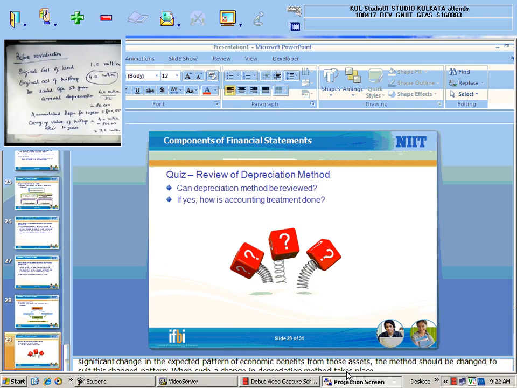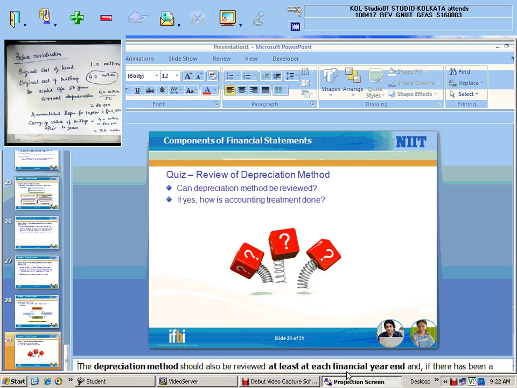Thank you, Digba. Yes, it can be reviewed at the end of each financial year. In fact, what Digba says is correct. I'll make it a little stronger: it should be reviewed. Not only can it be reviewed, it should be reviewed at least at each financial year end. The management should review the depreciation method at least at each financial year end, and if there is a significant change in the expected pattern of economic benefits from those assets, the method should be changed to suit the changed pattern.